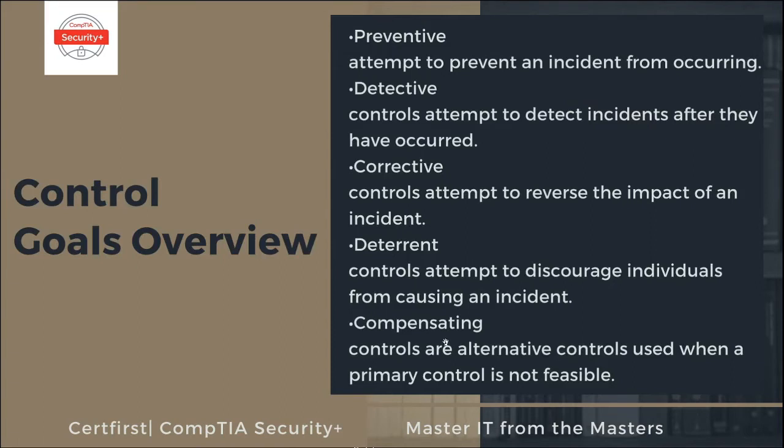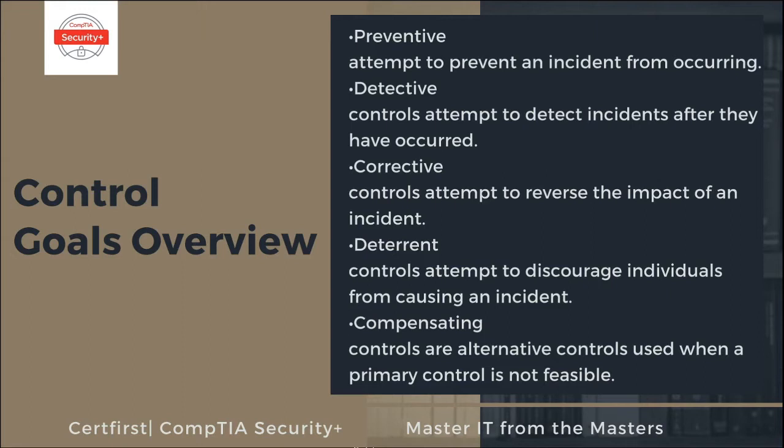And so let's talk about the different kinds of goals. We talked about the three families: the technical, the physical, and the administrative. Well, you could have administrative controls that are also preventative and maybe a deterrent. So let's talk about the goals first. We have to understand the definitions of the different goals before we can understand how they work together with the different control families. So the first goal is preventative. This means we try to prevent an incident from occurring. So we put a preventative control on something to keep something from happening.